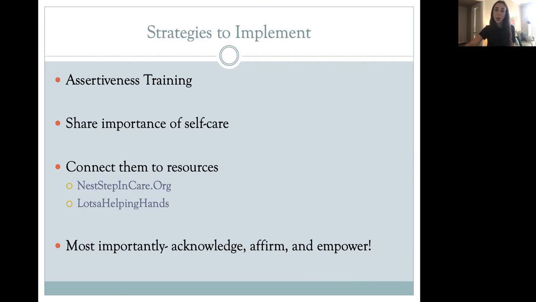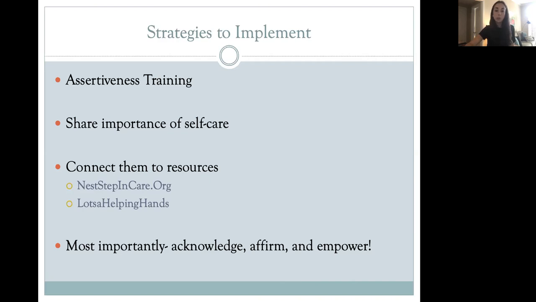Another is Lots of Helping Hands, and that's a website that allows our caregivers to implement those assertiveness strategies and coordinate care with different people. So you can create a calendar, you can create checklists, and send that out to others that want to help and love the person that needs some extra assistance, and they can all pitch in and kind of lessen the load on just one person.